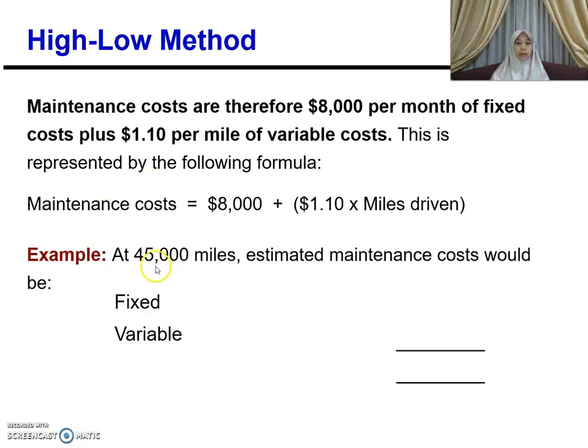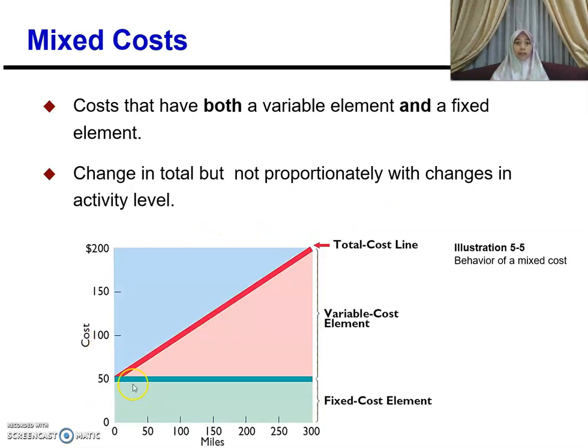So this one you can estimate. Maintenance costs are therefore 8,000 per month of fixed cost, plus the variable portion is 1.1 per mile of variable cost. So you can put in a formula y equals a plus bx. You remember you have the line y equals a plus bx. So here, if you want to show it graphically, you have the total cost line, y equals a plus bx. So a will be the y-intercept. That will be your fixed cost.